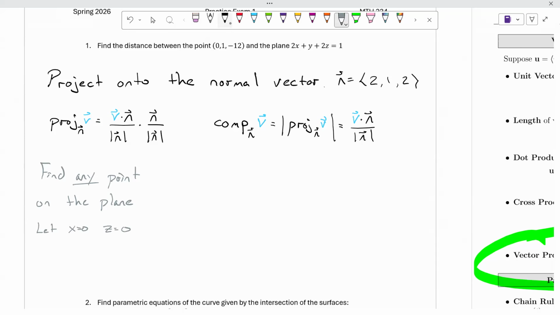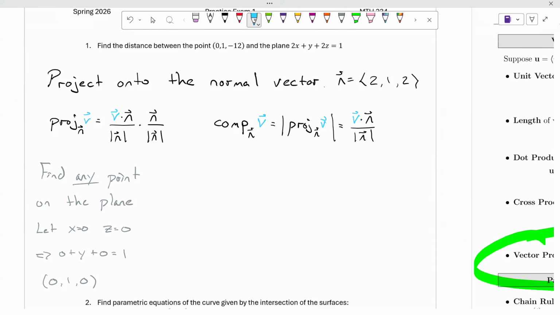Now I should be able to find just one point where the x and the z values are 0, which ends up getting 0 plus y plus 0 equals 1. So I get the point 0, 1, 0 on my plane. That is just one of an infinite number of options for this problem to come up with just any point that's on the plane. So alternatively, I could have 1, negative 1, 0 would also fit this plane. 0, 0, 1 half fits the plane. It does not matter what point you pick as long as it's on the plane.